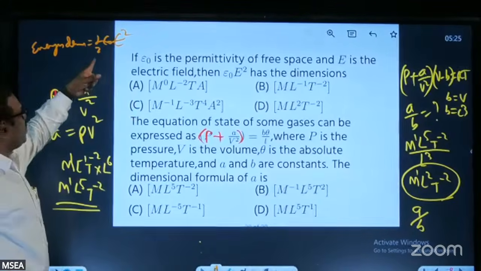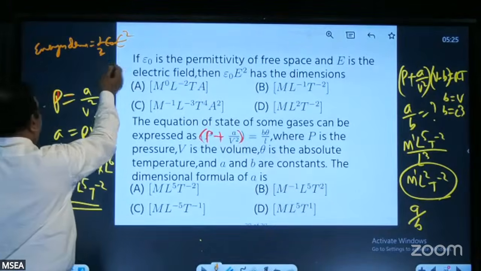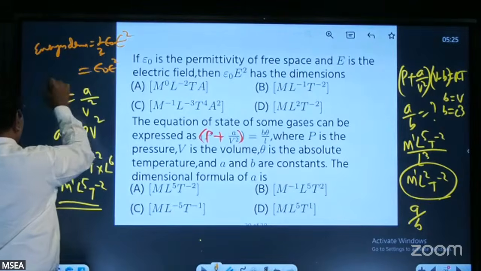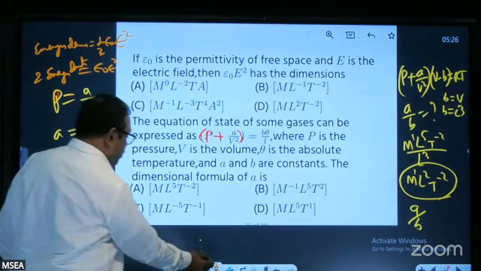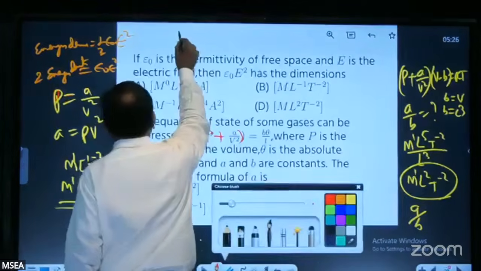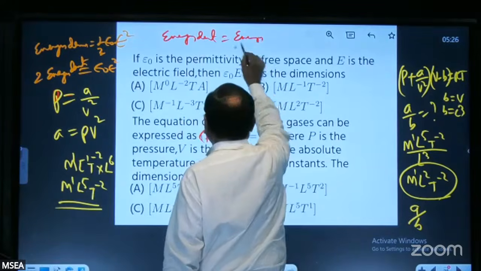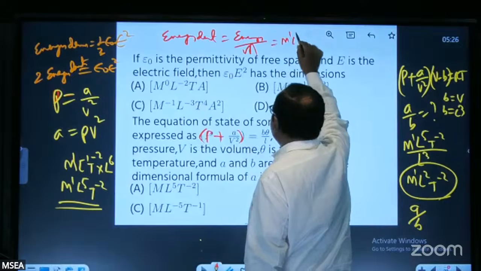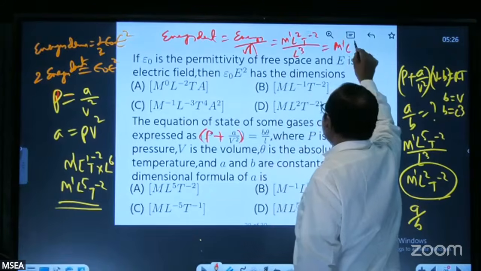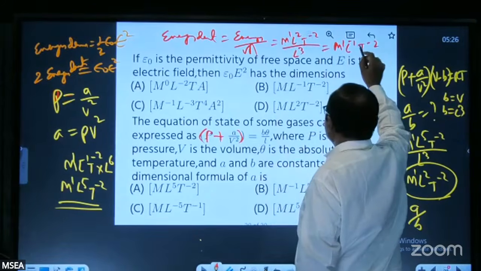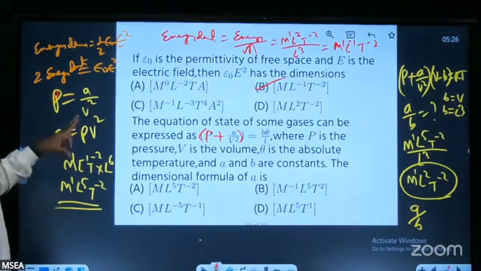So half is the constant, which is equal to energy density. What is the energy density? So this is equal to half epsilon naught E square, or epsilon naught E square is equal to 2 into energy density. Of course, 2 is the number. Then energy density is nothing but energy per unit volume. What is the energy? M L square T minus 2. Volume is L cube. Therefore, M L minus 1 T minus 2. This should be the answer for this one. So M L minus 1 T minus 2, that is energy density.